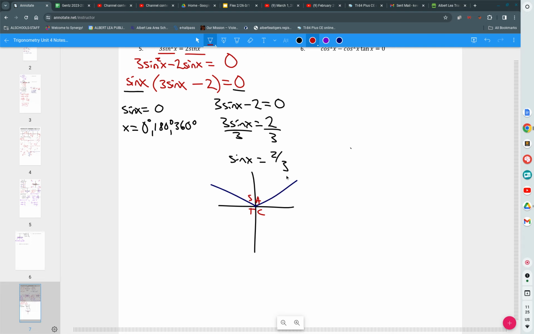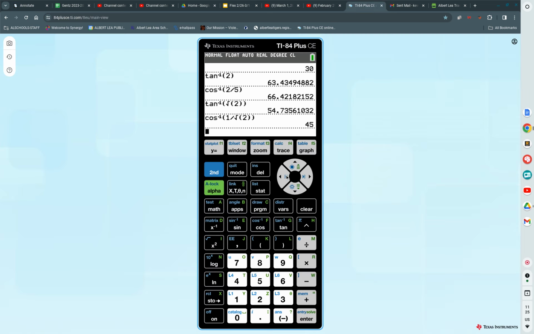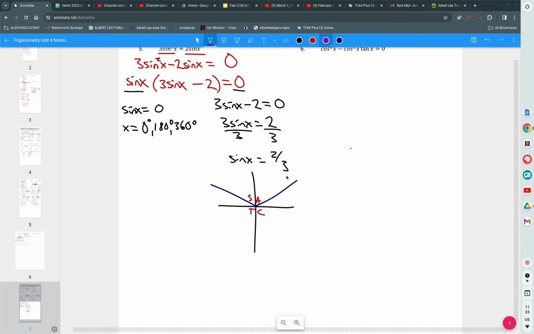So now what do I do? Do you remember what I do here? I go to my calculator and I inverse that 2/3. Sine inverse 2 divided by 3. And I get 41.81. And so you can see that our first angle is going to be 41.81 past 0, which is just 41.81. And then our last one is going to be 180 minus 41.81. And I get 38.19.